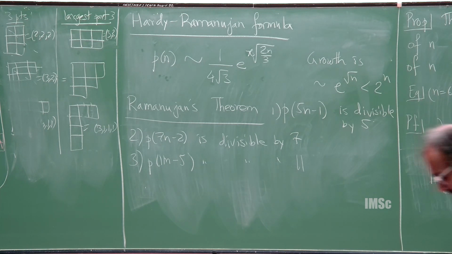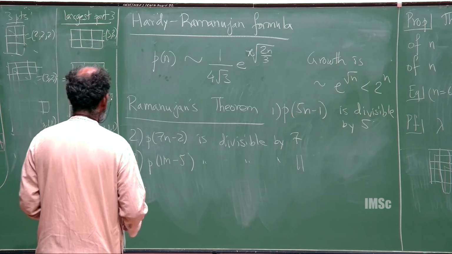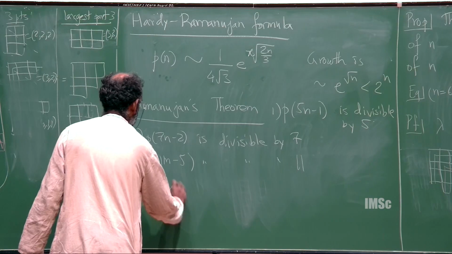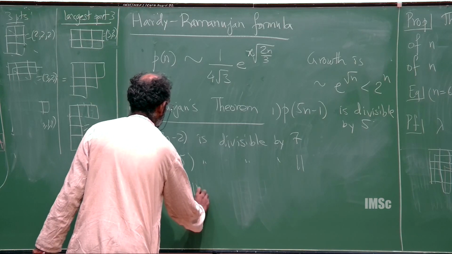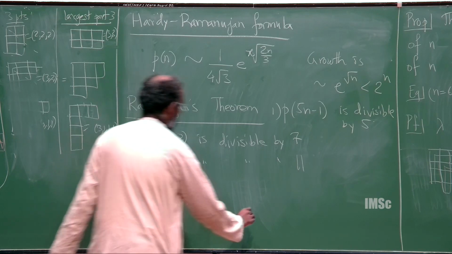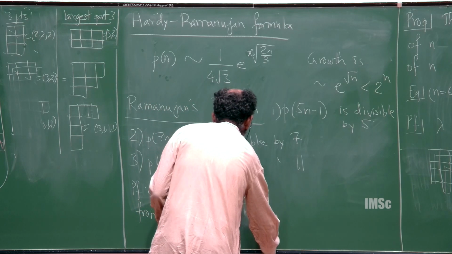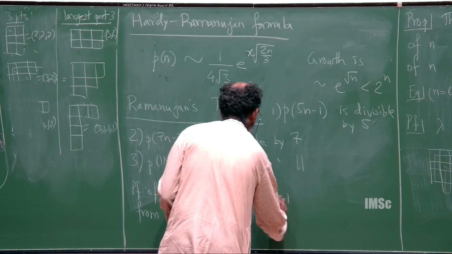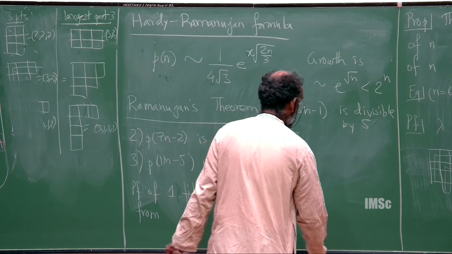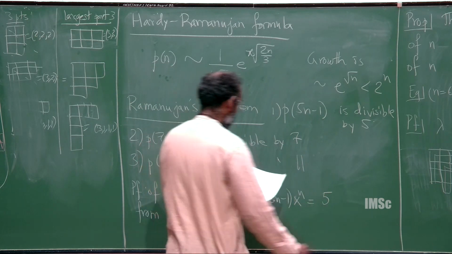But he was able to see and observe these patterns, and let me just say how you would prove such a thing. So the proof of the first follows from the following generating function, the sum over n equals 1 to infinity of p of 5n minus 1 times x to the power n. This generating function is 5 times something, it does not really matter what it is.